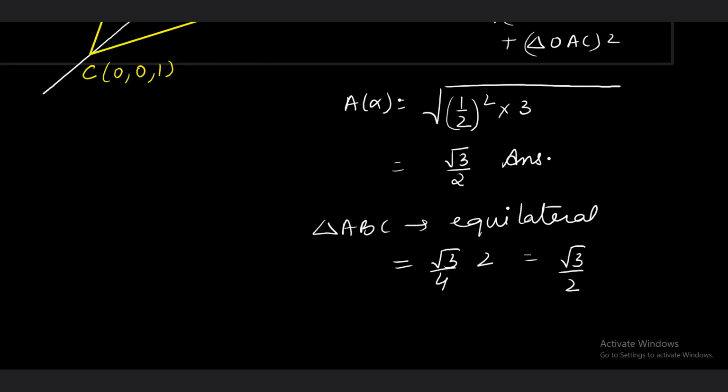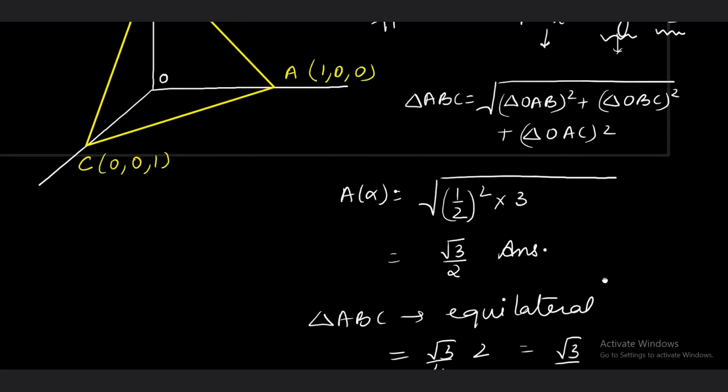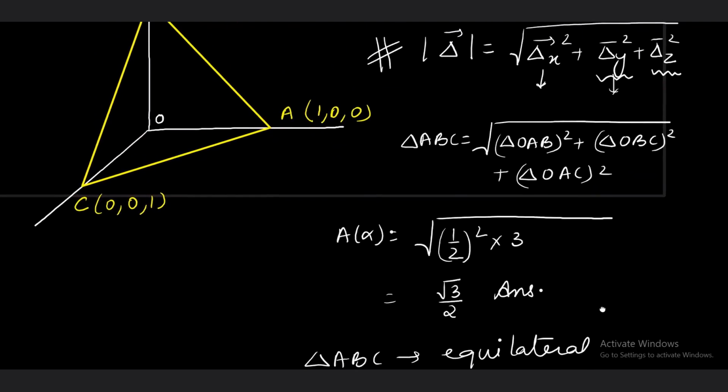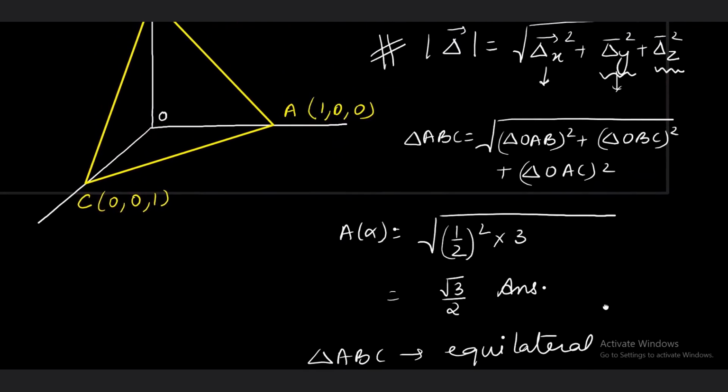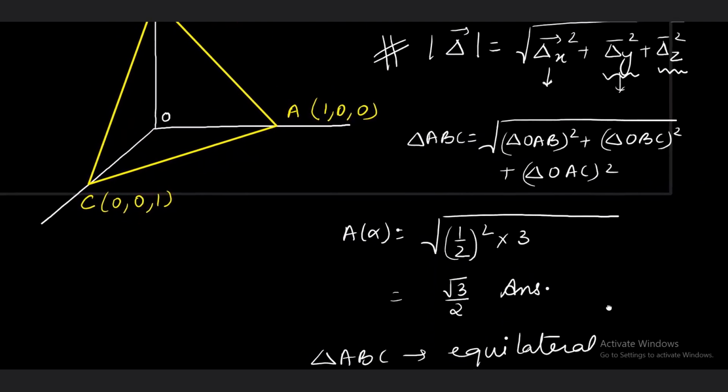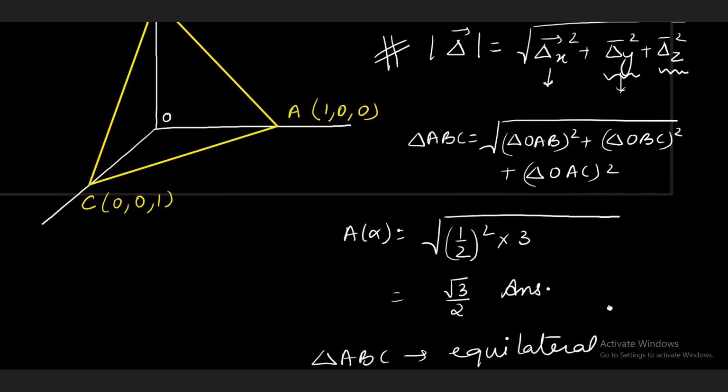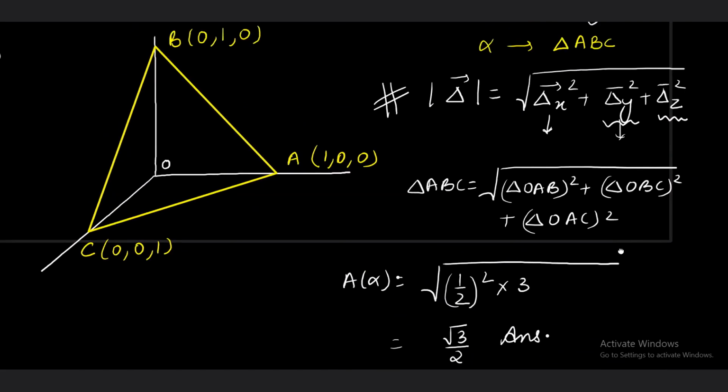So both ways are comfortable. You can use any one approach for getting the answer. But the first method is a general method for any kind of triangle, scalene or the isosceles one or the equilateral. In the second one, I am using the very basic formula for calculating the area of an equilateral triangle. Okay? So that is our first part.